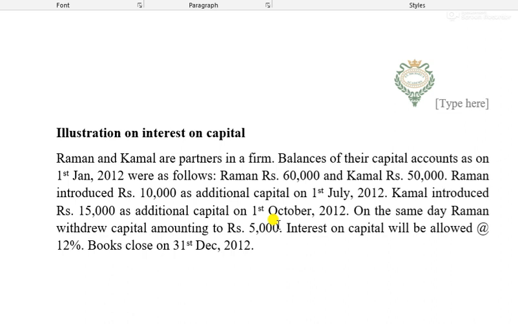Isn't this the whole case? For 9 months the capital was 50,000, and then for the last 3 months of the year the capital became 65,000. 50 plus 15, right? So let's proceed to the sums and let's see how we'll do the sum.